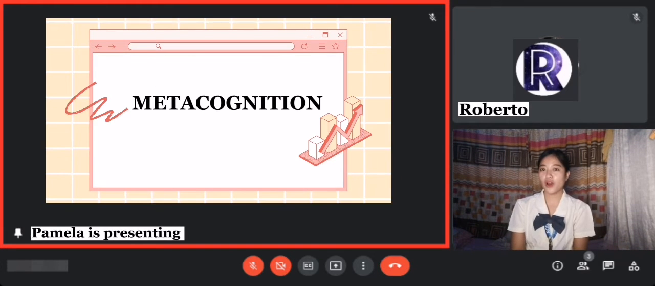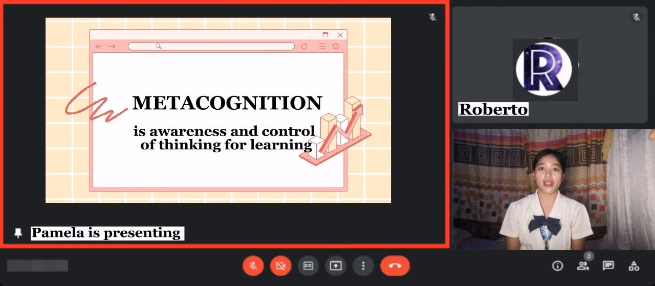Now let's move on to metacognition. So what is metacognition? Metacognition is awareness and control of thinking for learning. A student's learning and performance can be influenced by strong metacognitive skills. Metacognition can improve practice. Many students struggle to engage in metacognitive processes in a meaningful way.